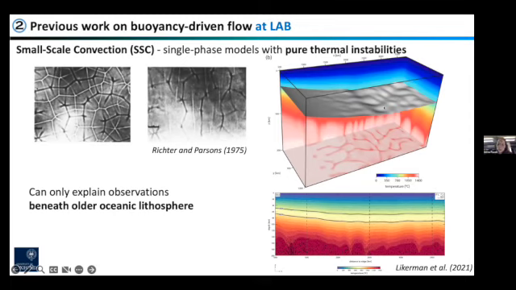The problem with these models is that they can only explain observations beneath older oceanic lithosphere, but the studies that I've just shown indicate that undulations in the LAB form beneath both new and older oceanic lithosphere. So the question of how variations in the LAB form beneath younger oceanic lithosphere remains unclear.